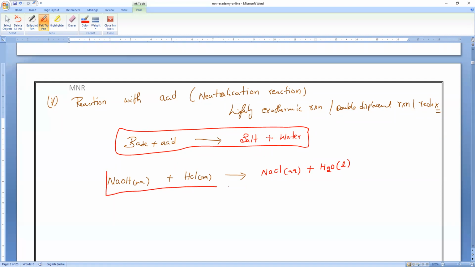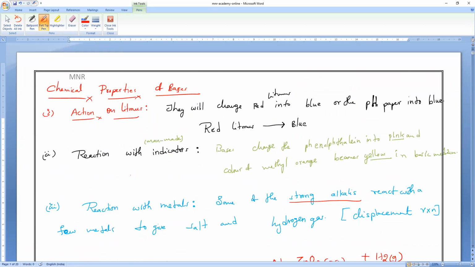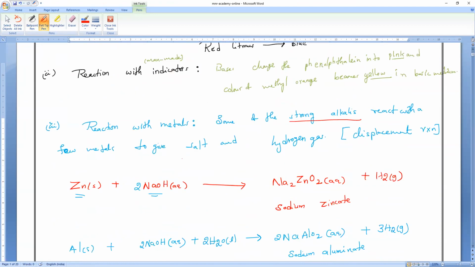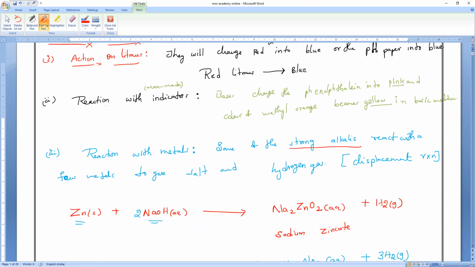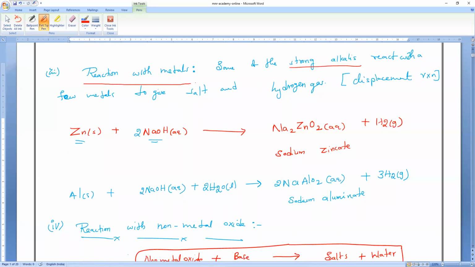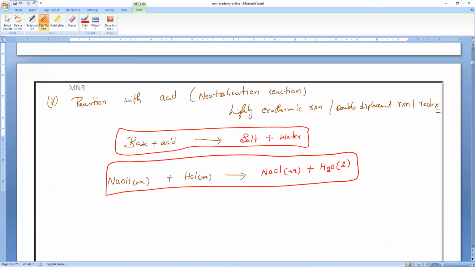So these are the only 5 properties of bases we have. All the chemical properties: reaction with the litmus is the first one. Next one, reaction with the indicators. Next, reaction with the metals. The fourth one is reaction with the non-metal oxides. And the fifth one is reaction with the acid. So reaction with acid is a neutralization reaction.